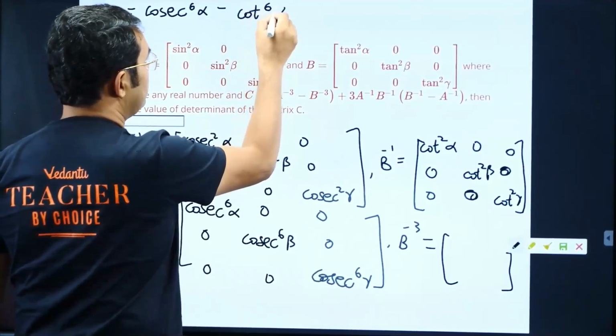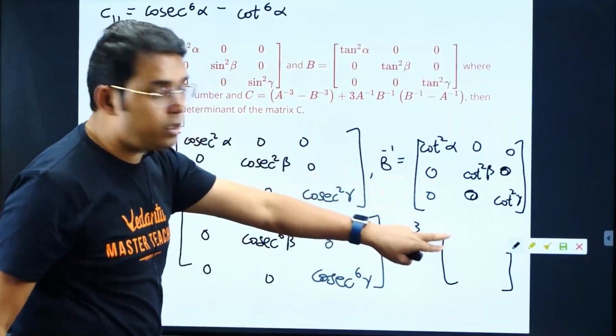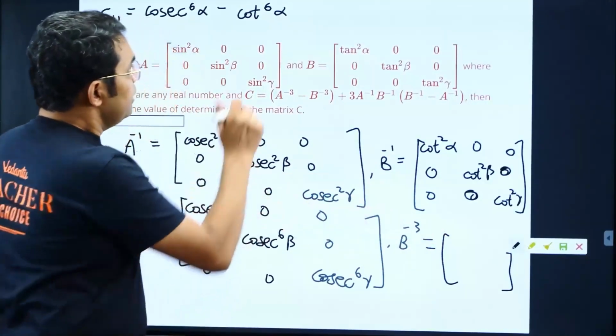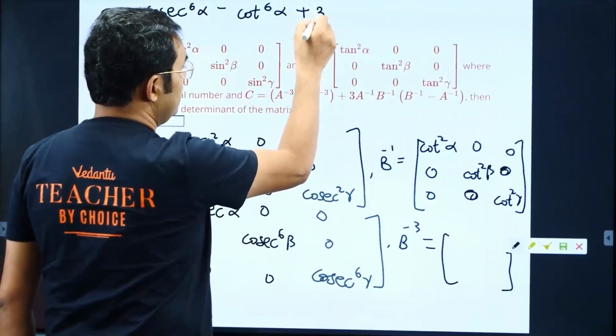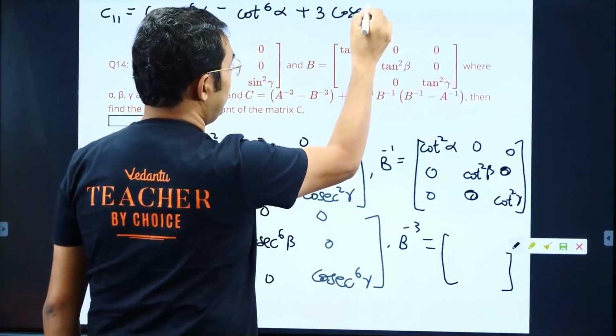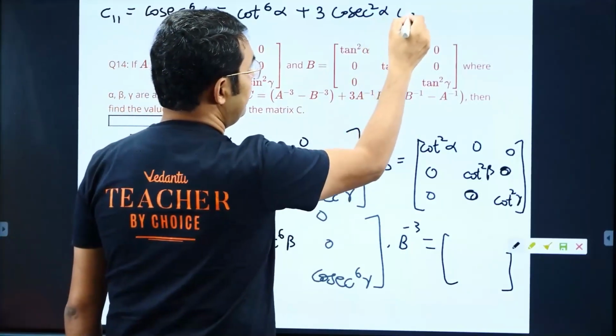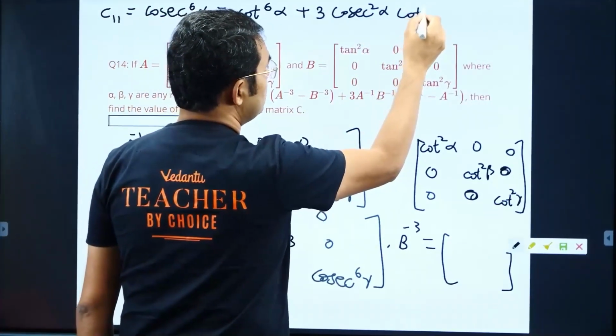Cot raised to the power 6 alpha, because B to the power minus 3 will be here cot raised to the power 6. Then plus 3 times A power minus 1, which means cosecant square alpha, B power minus 1, this element will be cot square alpha.